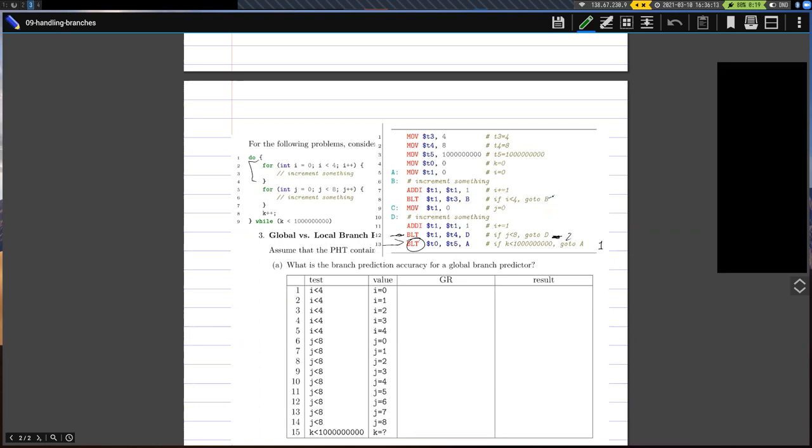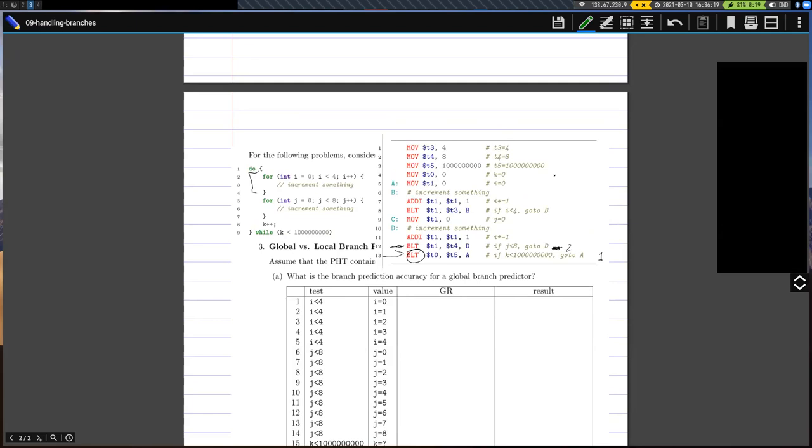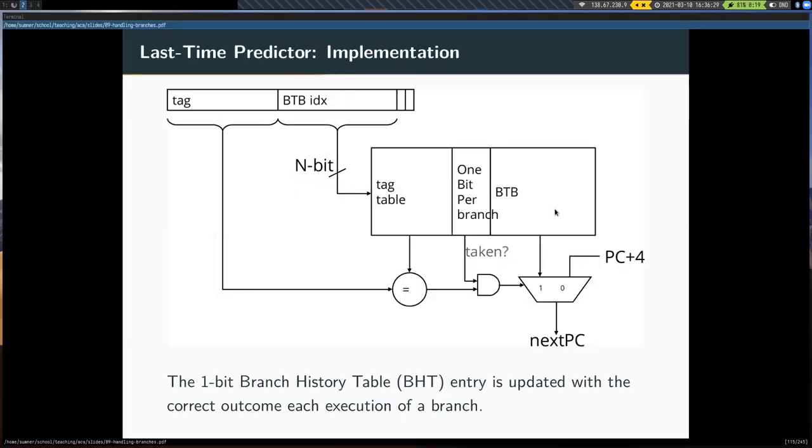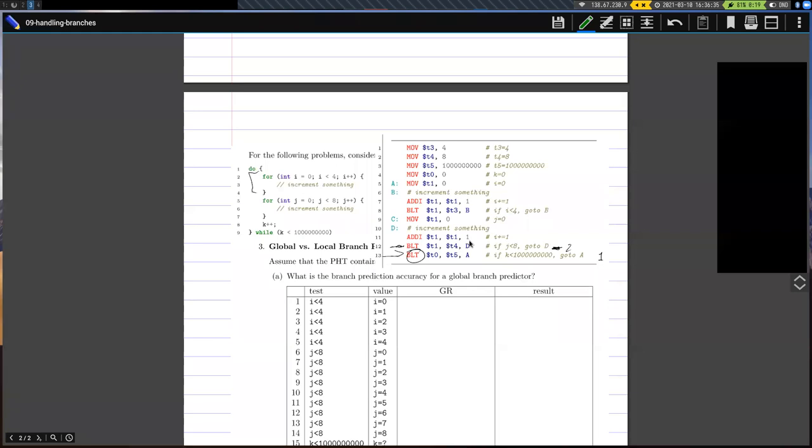So the thing that I said incorrectly was that this last-time predictor is global. It is actually, as indicated by this table here, per branch. So we still get the same result, because you get two mispredictions here on the first and last for this loop, and then on the first and last for this one as well. But then you don't get anything here. Questions on that before we move on?